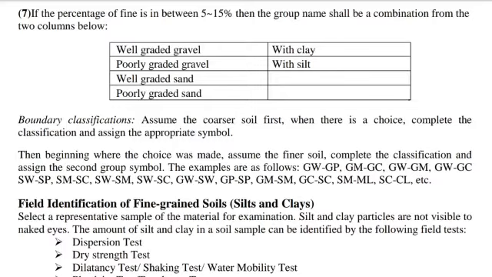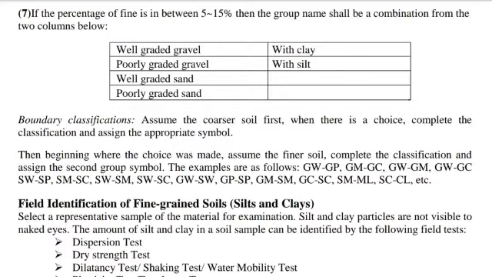Boundary classifications. Assume the coarser soil first. When there is a choice, complete the classification and assign the appropriate symbol. Then, beginning where the choice was made, assume the finer soil, complete the classification and assign the second group symbol. The examples are as follows.